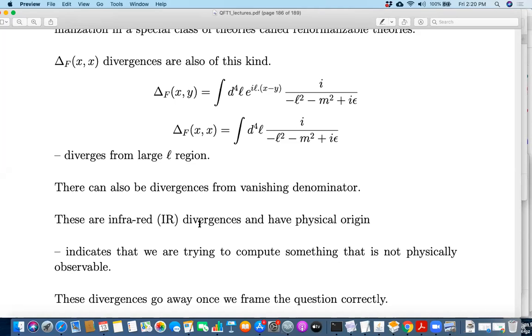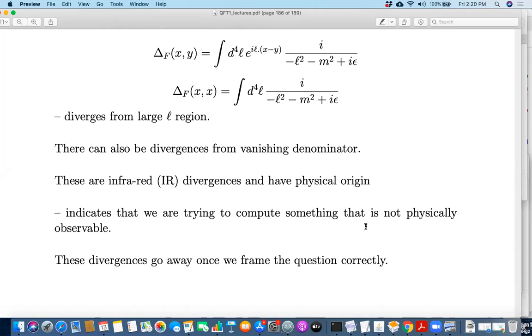But whenever you have infrared divergences, one can show that they always have a physical origin. So if you ever run into infrared divergences, that basically indicates that what you are trying to compute is something that is not physically observable. This is the reason why ultraviolet and infrared divergences play quite different roles in the understanding of physics. The ultraviolet divergences are genuinely there; they have to be removed by renormalization, if possible. Infrared divergences, on the other hand, are there only when you have asked the wrong question. So if you ever find an infrared divergence in your calculation, you will know that you have asked some wrong question.